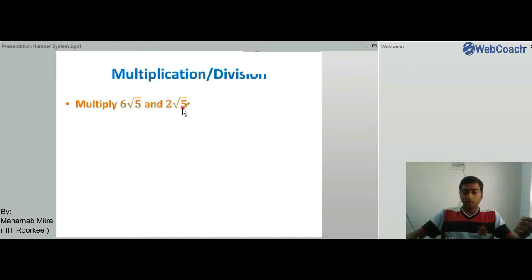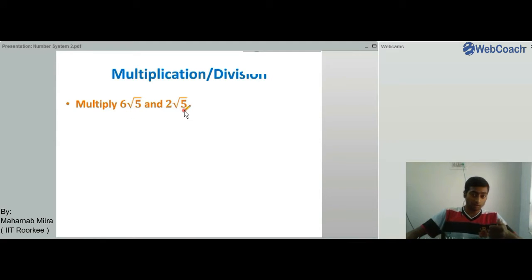And let's talk about multiplication and division. Subtraction of two numbers is of the same fashion as addition, just in place of the plus sign we need to keep the minus sign and expand the brackets, and the rest of the procedure is the same as in the earlier slide, right? So let's talk about multiplication.